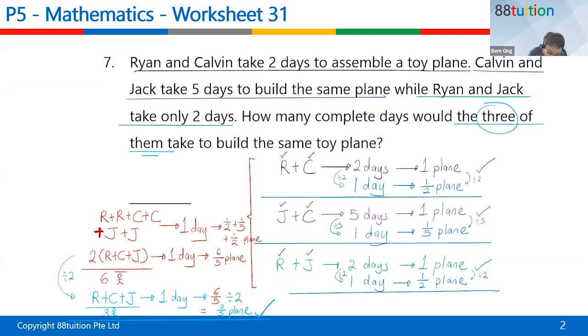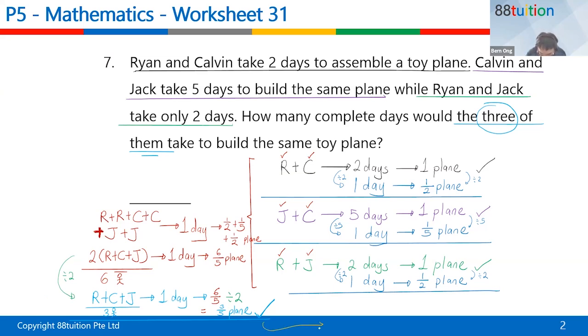All right, so all these plus together, 3 sets of everybody plus together, you'll complete 6/5 of the plane in 1 day. If you only got 1 set, in 1 day you can only complete 3/5 of the plane. But that's not what the question wants. The question is looking for how many complete days. So this is the place where you do your second flip.